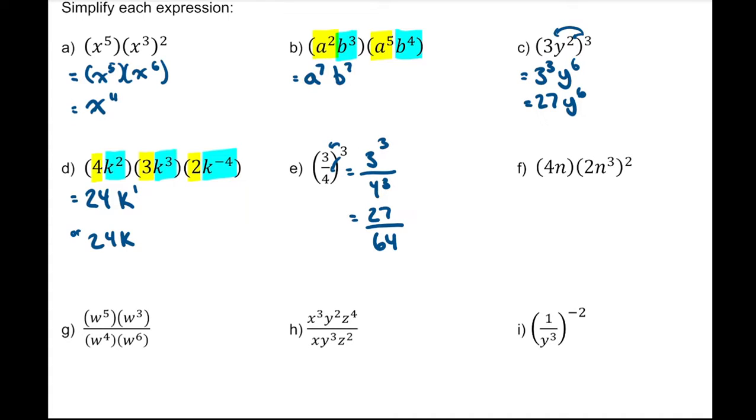And if you're not quite sure, you can expand it. 3 over 4 times 3 over 4 times 3 over 4. And you should get 27 over 64.